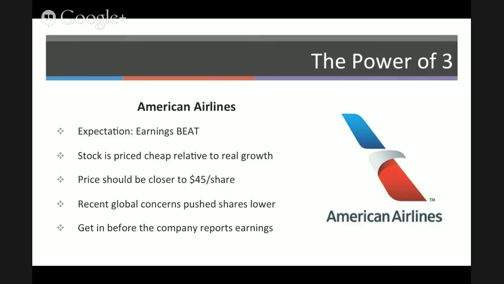But you would get in just prior to the earnings report, and the reason for that is because you want the fullest possible impact of that earnings report. If you trade too early, you're actually trading the market. You're not trading the event. That's an important distinction.